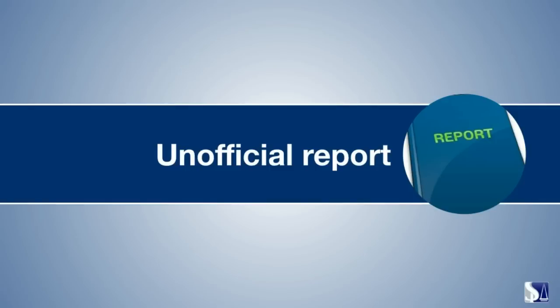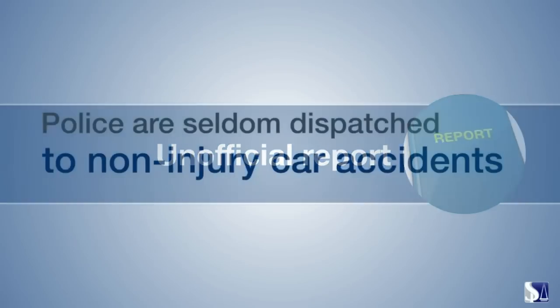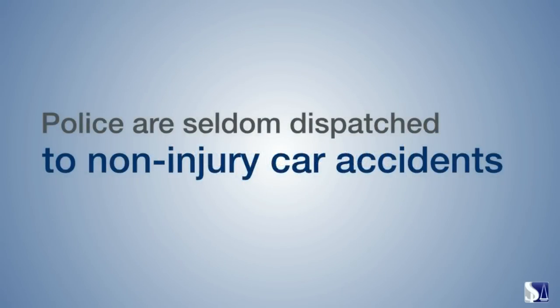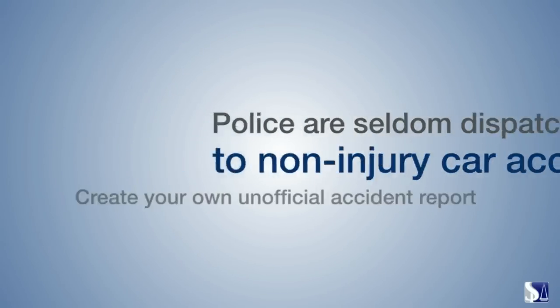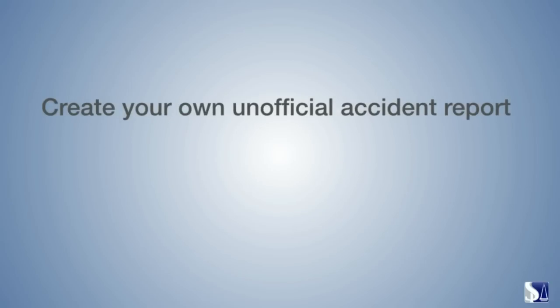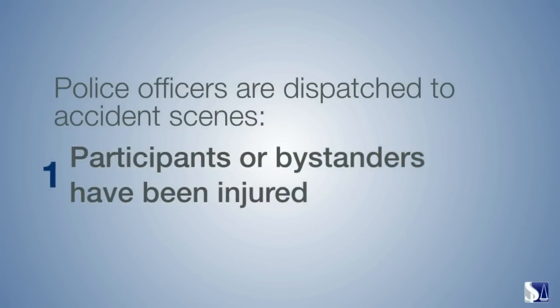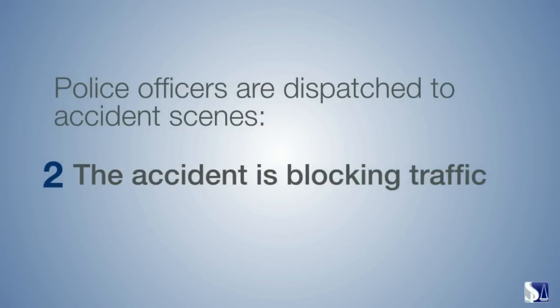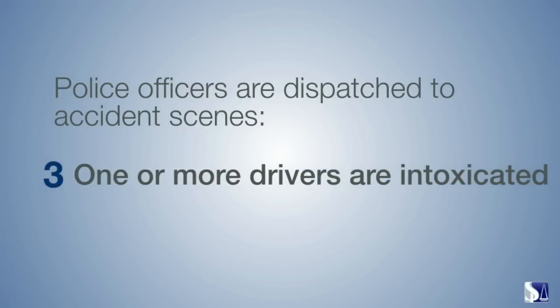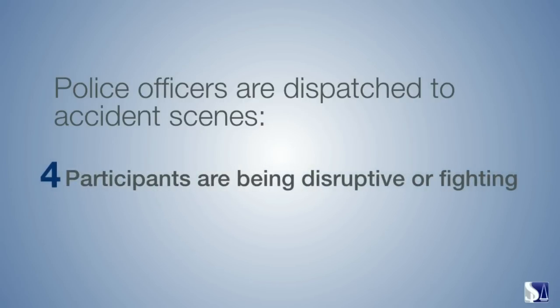Due to the high number of car accidents and the limited number of police officers available, police are seldom dispatched to non-injury car accidents. Therefore, it's always best to create your own unofficial accident report at the scene. Police officers are dispatched to accident scenes when participants or bystanders have been injured, the accident is blocking traffic, one or more drivers are intoxicated, or participants are being disruptive or fighting.